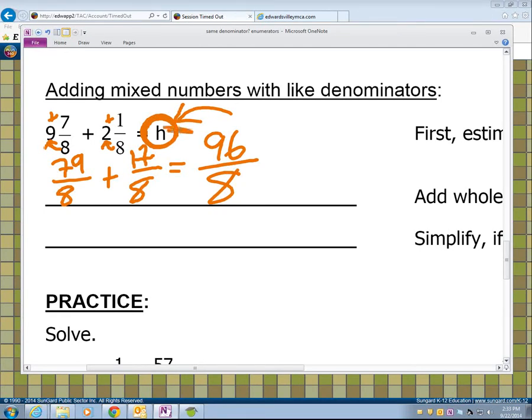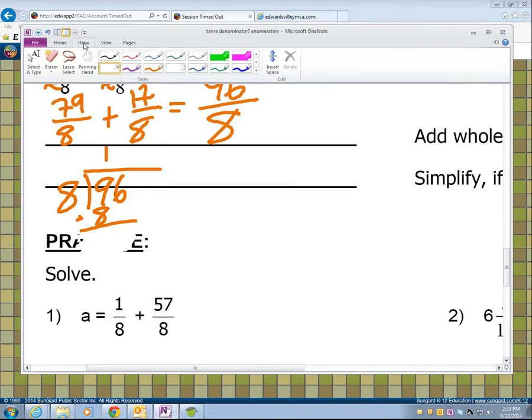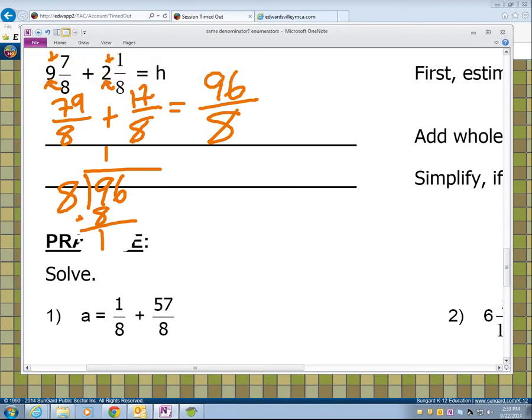H is going to be equal to something. So we have 96 eighths. 96 eighths, I need to simplify it. In order to do that, because it doesn't jump out at me what's going on with this, I do 96 divided by 8. There's one of those, goes here, subtract. You can't do that. 16, 1, bring down the 6, that becomes 12. Which means that h equals 12.